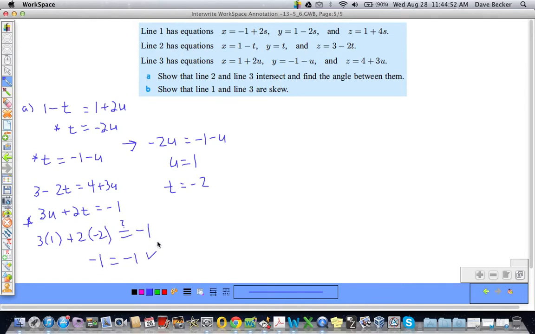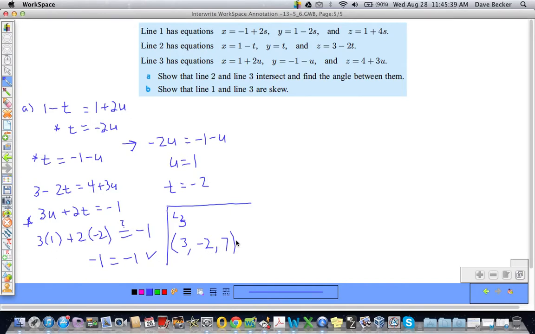So where do they intersect? Well, if I use u equals 1, I can use any one of these lines. I'll use line 2 here. Oh, that's no good because these are all used here. I'm going to use line 3, and I want to deal with 1. So 1 plus 2 times 1, so that's going to be 3. And negative 1 minus 1 is going to be negative 2. And 4 plus 3 is equal to 7. So they intersect at the point 3, negative 2, 7.